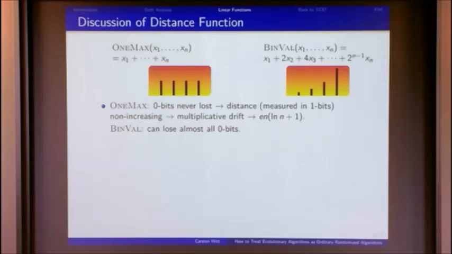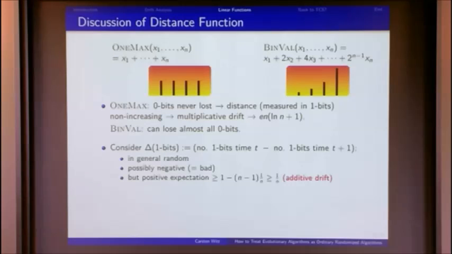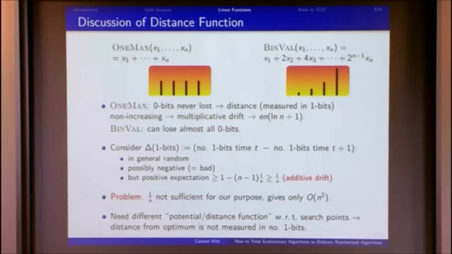One could consider the stochastic change of the number of 1 bits from one step to the next one. This is a random variable, this delta. How many 1 bits do we gain from time t to time t+1, or do we lose? And on a general linear function, this change can be negative, which is bad. We have a positive expectation in accepted steps, but this is too small in terms of an additive drift in order to get the bound we would like to have. If we just look into the expected change of the 1 bits, then we don't get the n log n bound.